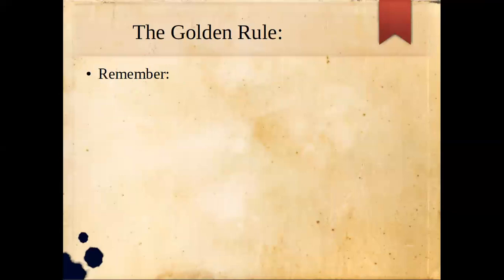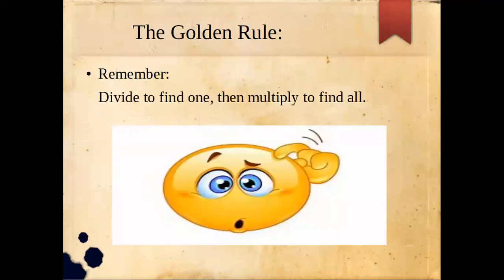Okay, the golden rule. Remember, this is what you do. You divide to find 1, then you multiply to find all. If that doesn't make sense, you'll see how it is applied in some examples. So divide to find 1, then multiply to find all. So it's 2 steps to every question.